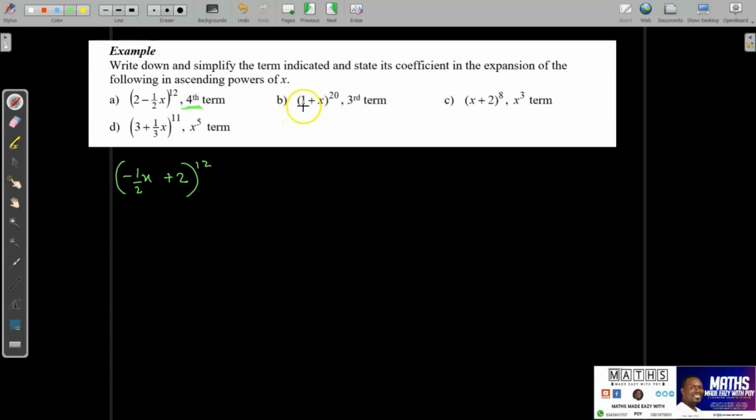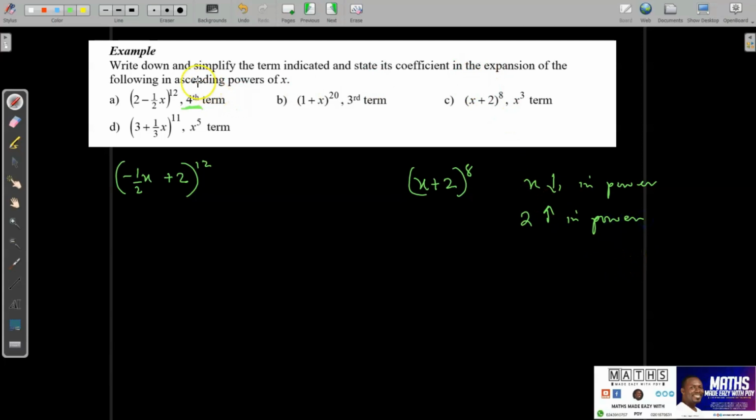You remember I've said something about it. Having 1 plus x, it means the powers for x will be increasing, whilst the power for the 1 will be decreasing. Having 2 minus half x, the powers of negative half x will be increasing, whilst the 2 will be decreasing in power. Having x plus 2 all to the power 8, when I'm writing the expansion for this, what will happen to the x term? In terms of powers, it will decrease. If you follow whatever has been given in question C, having it as x plus 2 all to the power 8, if you write the expansion, x will decrease in power whilst 2 will increase in power as the expansion is being written.